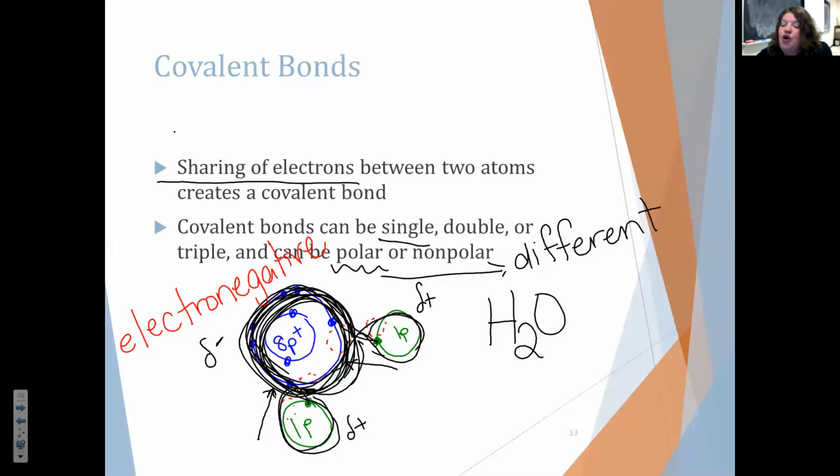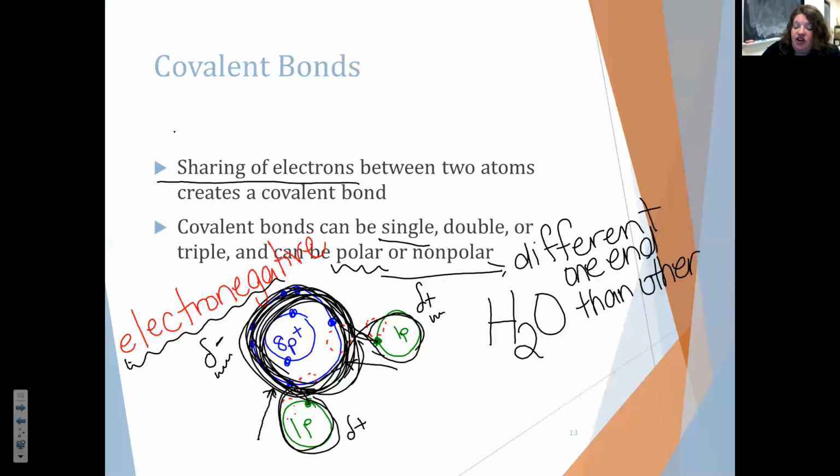And so this polar covalent bond is different at one end than the other. It's a little more negative at one end and a little more positive at the other. And that happens when we have electronegative elements involved in the covalent bond.